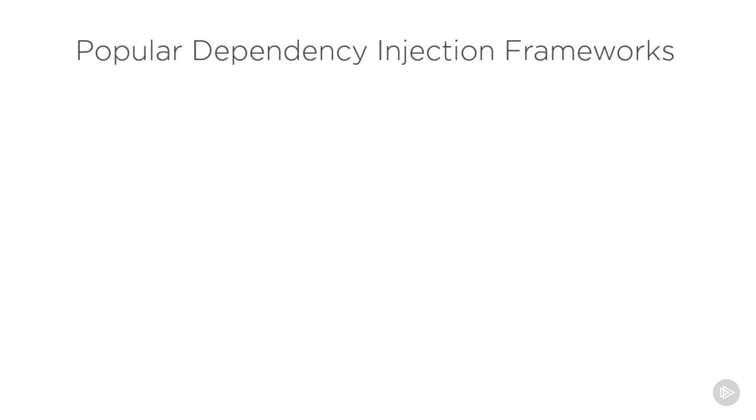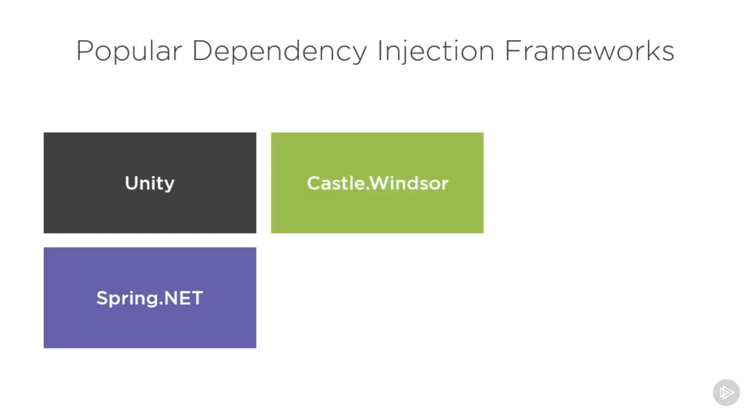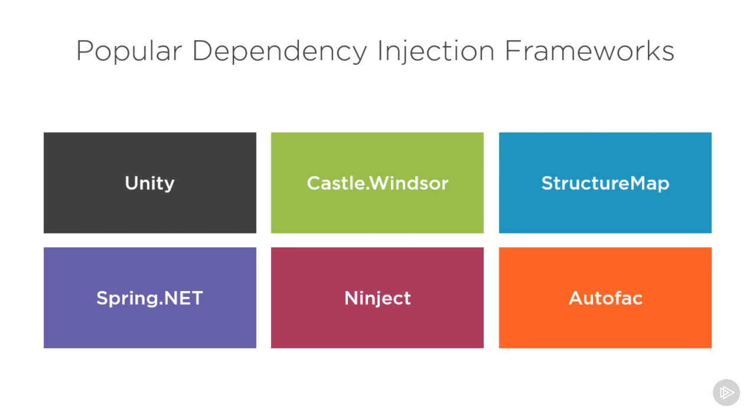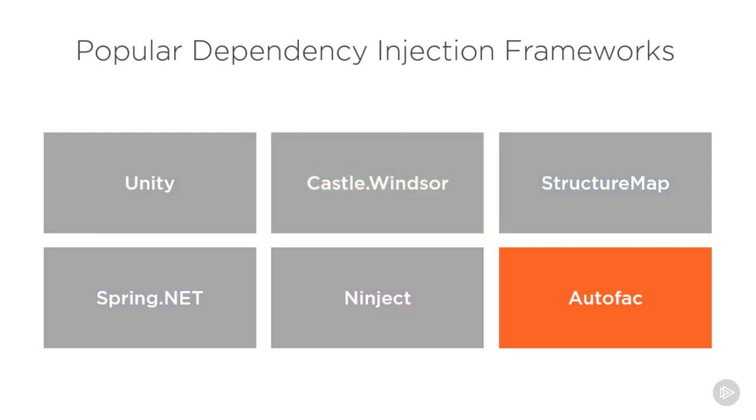When you look around in the .NET world, you'll find quite a lot of dependency injection frameworks. There is, for example, Unity, Spring.NET, Castle Windsor, Ninject, StructureMap, AutoFac, and many others. Personally, I really like AutoFac because it is very easy to set up. AutoFac allows you to structure registrations in modules, and it also has great documentation on autofac.org.